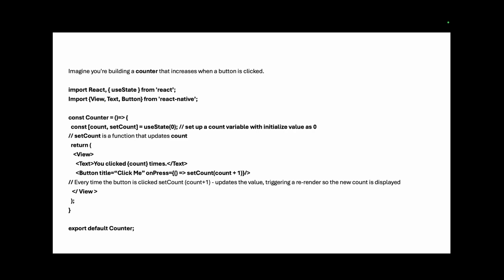What happens if we do not use the state variable? Suppose we take let count and on press we do count equals count plus 1. It will increase the value of that count variable, but it will not reflect in the UI. Why? That we will see later.